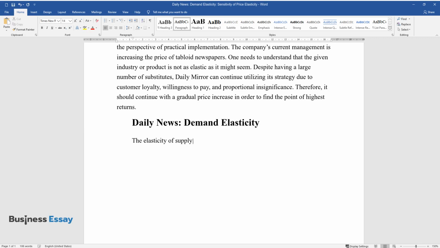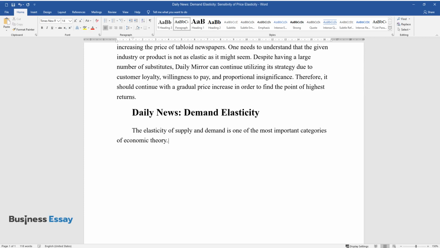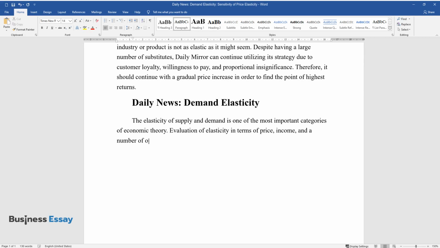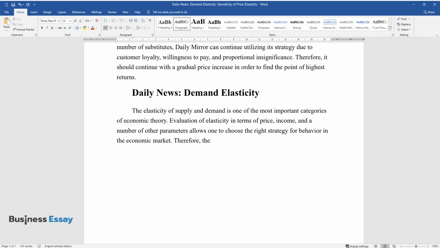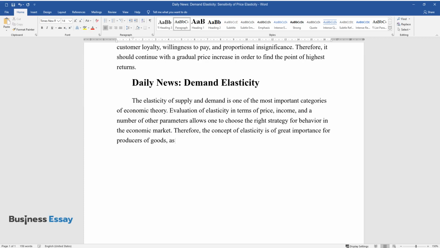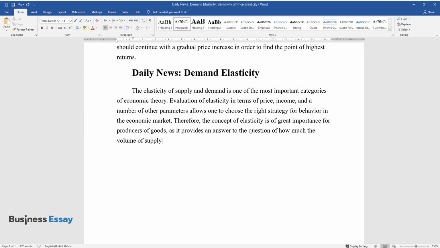The elasticity of supply and demand is one of the most important categories of economic theory. Evaluation of elasticity in terms of price, income, and a number of other parameters allows one to choose the right strategy for behavior in the economic market. Therefore, the concept of elasticity is of great importance for producers of goods, as it provides an answer to the question of how much the volume of supply and demand will change when prices change.